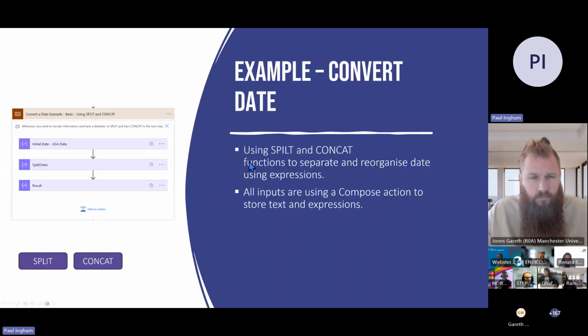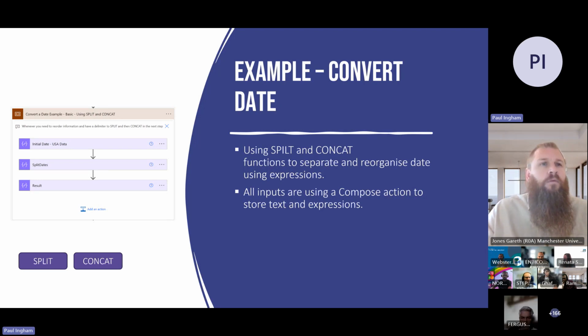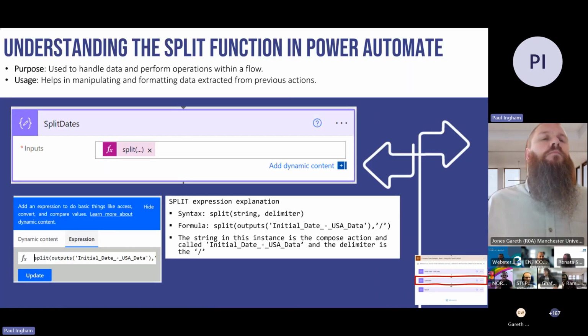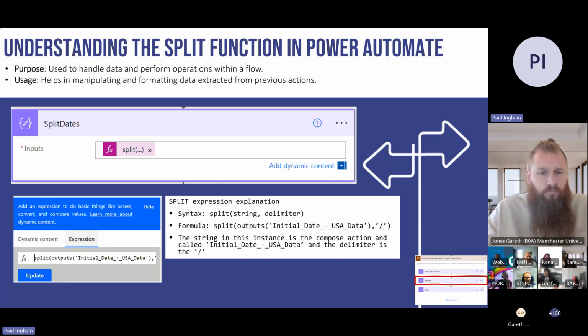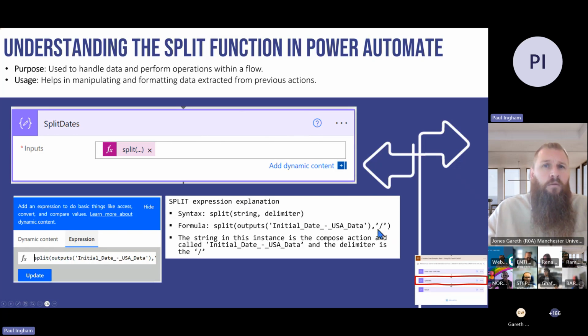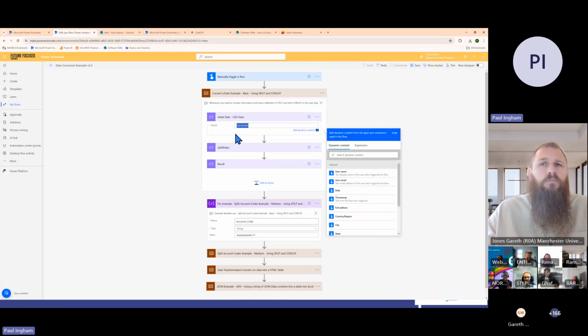So this is the extract, transform, and load approach. We're extracting the data, we're transforming it, and then we're going to load it to the next source of where it's going to. The split function allows you to split some text up with a delimiter, so you can define that delimiter. If I go to the next stage, this goes a bit more into what the split is. It's used to handle data and perform operations within a flow. What this split is doing is looking at that piece of text here, and it's saying, okay, wherever there's a forward slash, I want to split that data into a separate string. And that'll then split it into 10, 18, 20.